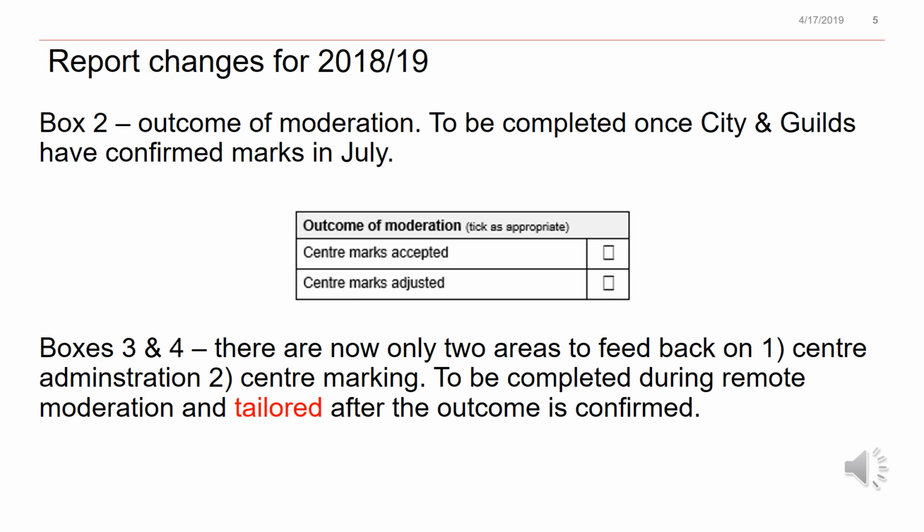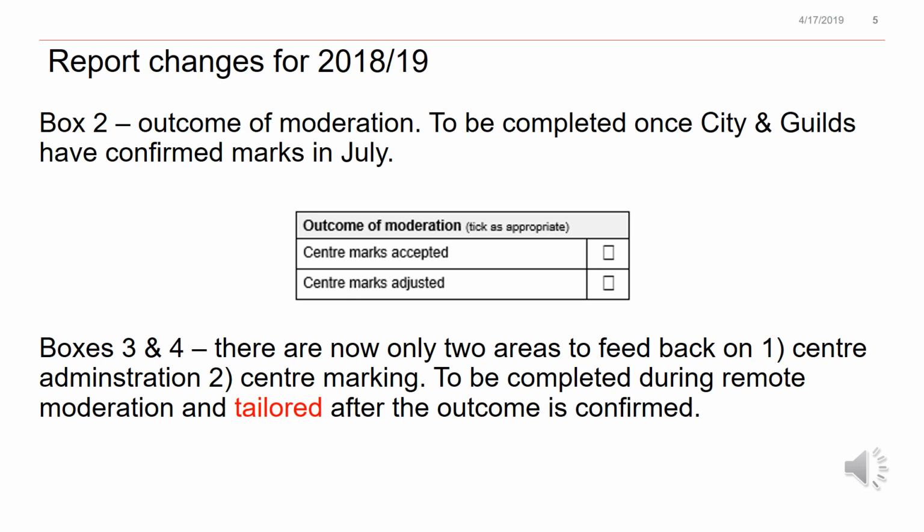As you can see, there have been some changes to last year's form. We've done this to streamline the process and make sure moderators are feeding back on the correct areas, so please make sure you use the correct version. The outcome of moderation, seen here in this box on the slide, is confirmed by City and Guilds, and you'll be asked in July to tick either of these outcomes. This is what finalises the report, so your availability at this last stage is key.